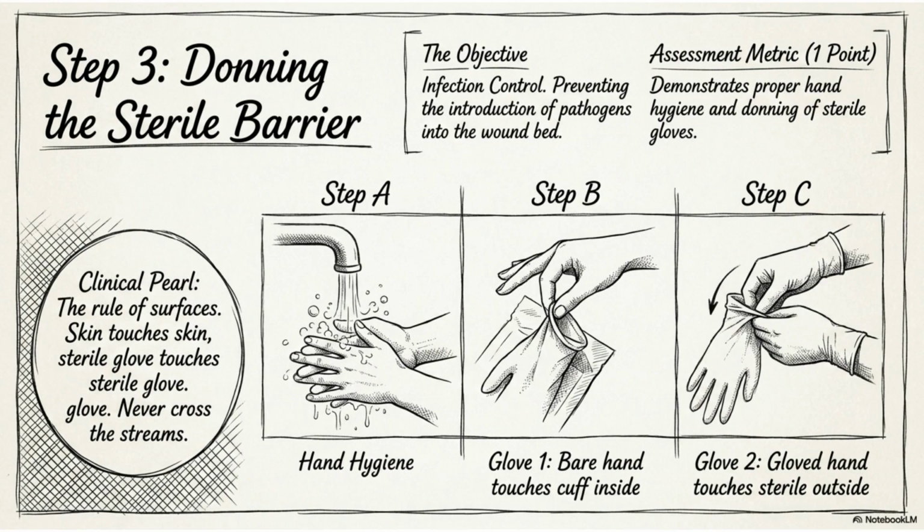Step 3 is donning the sterile barrier for infection control. You must demonstrate proper hand hygiene and donning of sterile gloves, which is worth 1 point. Follow the steps: hand hygiene, glove 1 and glove 2, ensuring sterile touches sterile and skin touches skin.